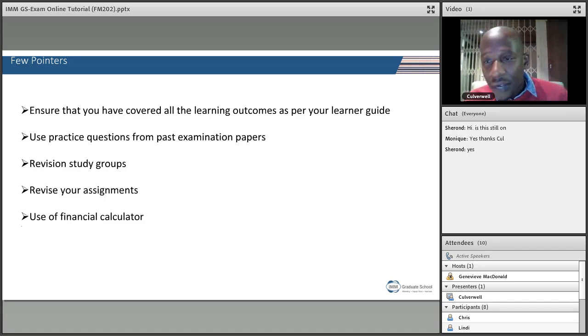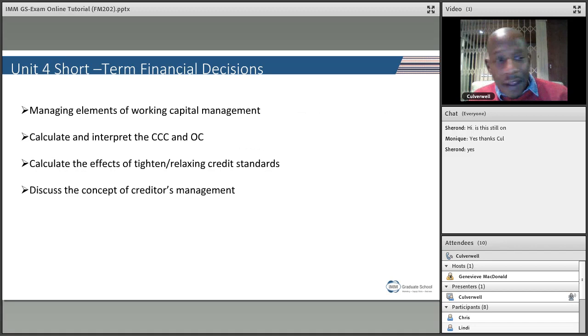And then the use of financial calculator, so important in Financial Management FM202. The reason being, yes, you can still use your scientific calculator, but you might never be able to finish this exam. An exam of FM202 is not only examining you on knowledge content, but it's also examining you on speed and also on accuracy. So I would advise you strongly to start to use the financial calculator.